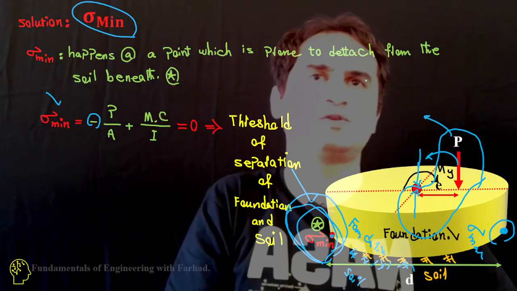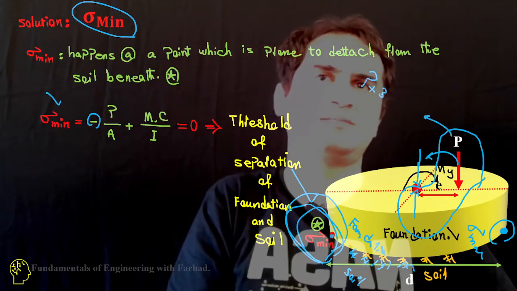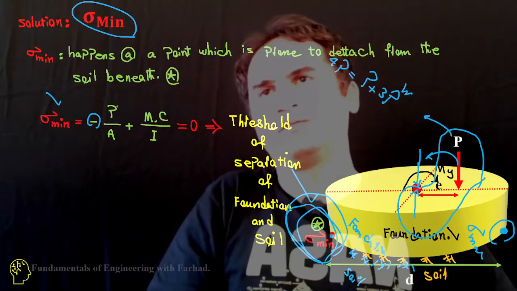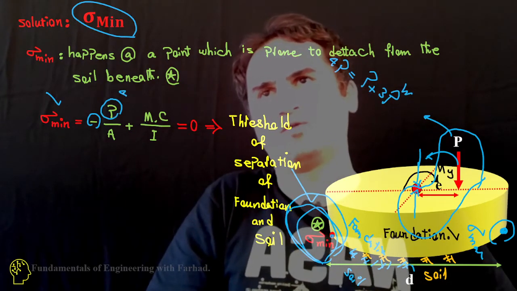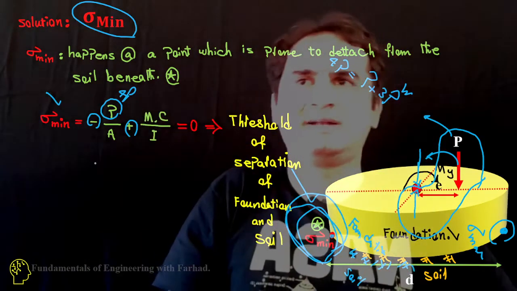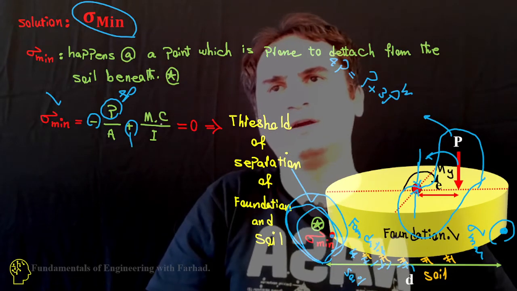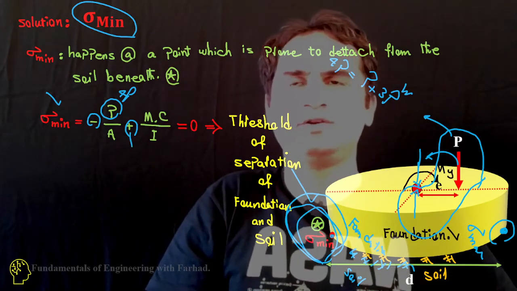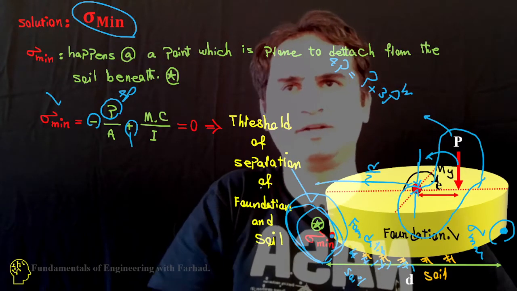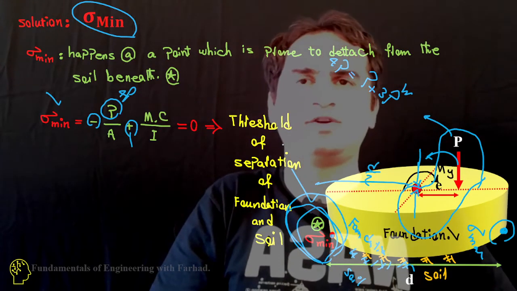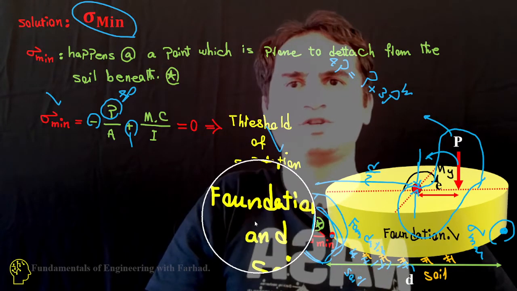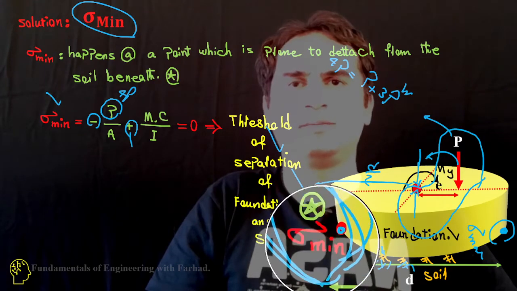Overall force means concentrated load plus weight of the structure. That's W, 3P, just a general force. That's 4P over the area, plus a pull at that point, which is a positive moment over moment of inertia times the distance, which is D over 2, the radius. And that's the threshold of separation of the foundation from the soil, sigma minimum.